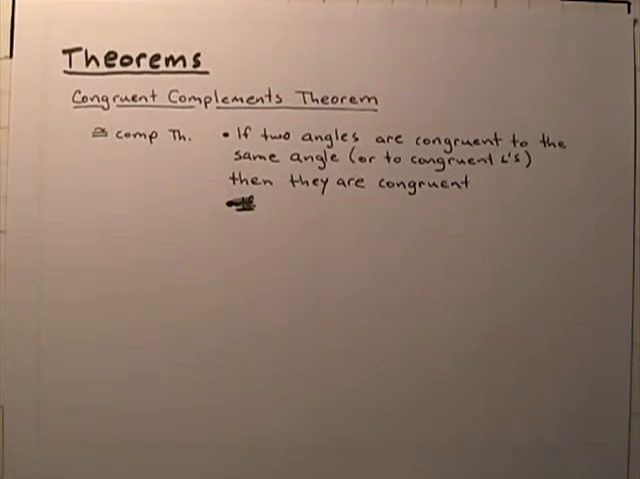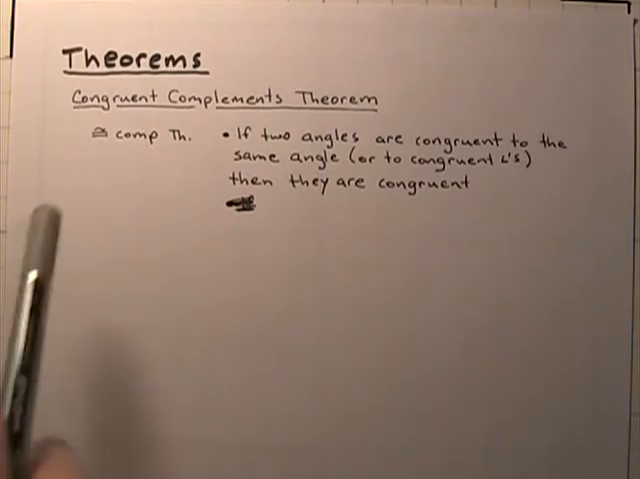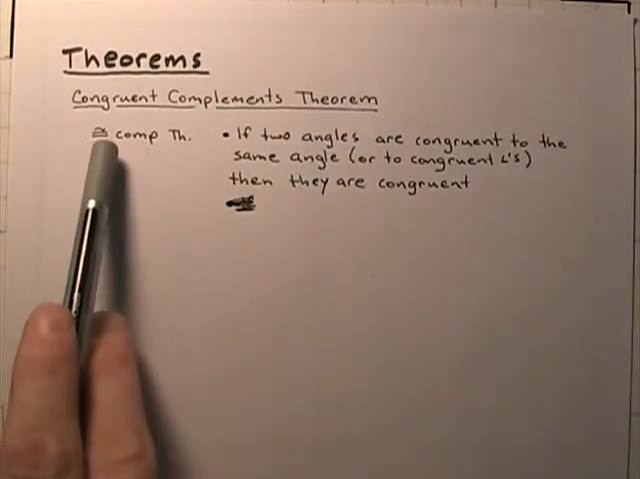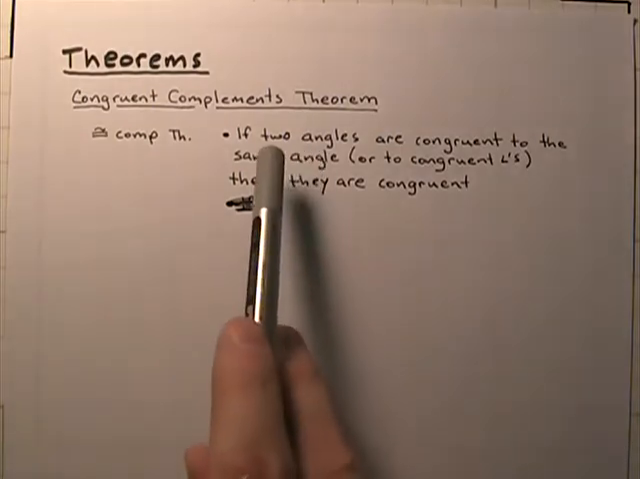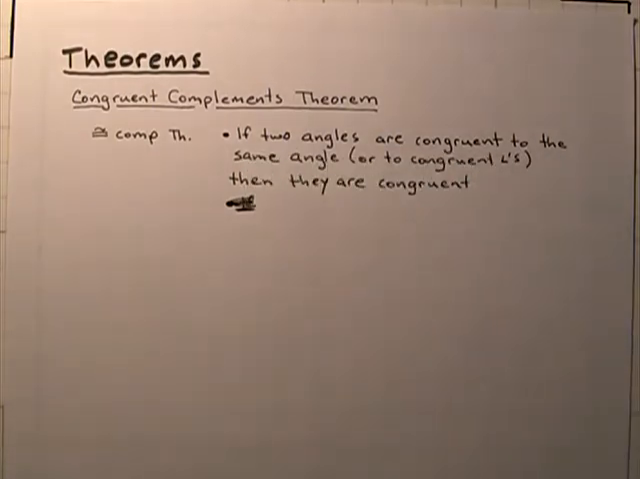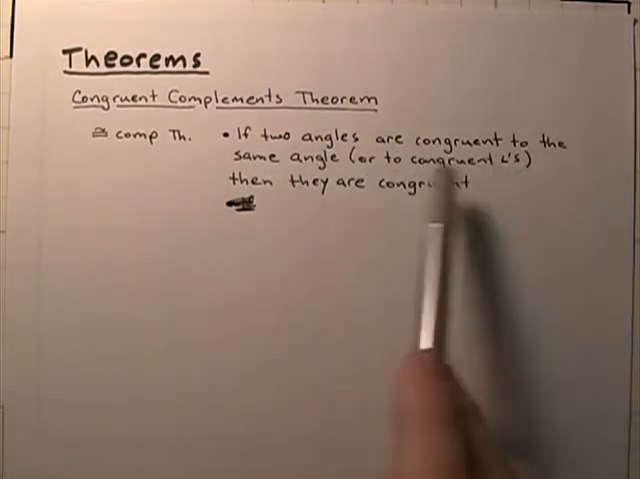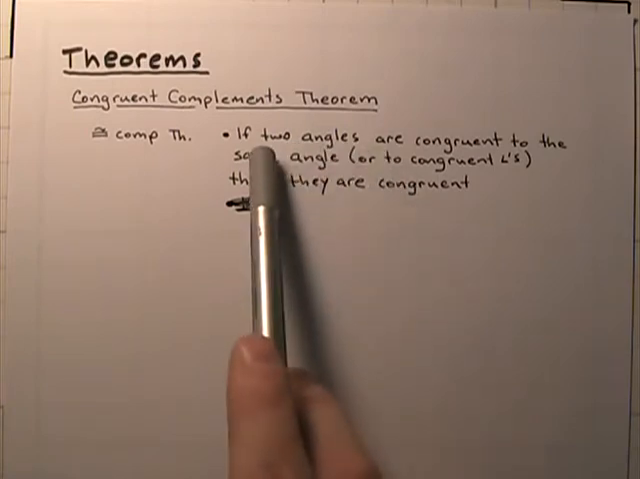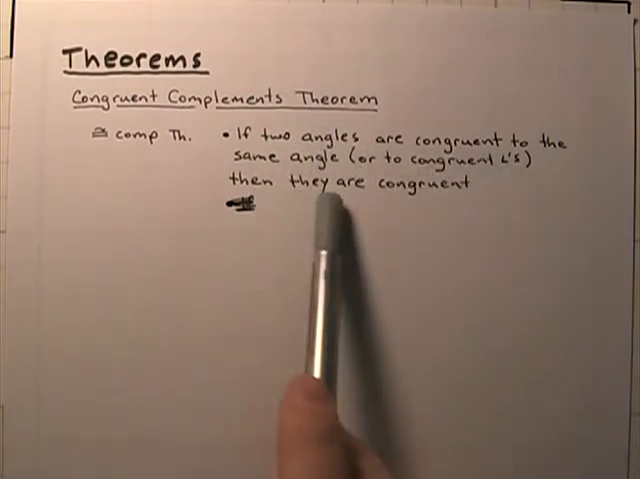So here's one of the entries from my theorem section, and it says the congruent complements theorem. There's my abbreviation, congruent symbol, comp, theorem. And it says if two angles are congruent to the same angle or to congruent angles, then they are congruent. So again, it's written as a conditional statement, and we've got our hypothesis up here at the top and our conclusion at the bottom.